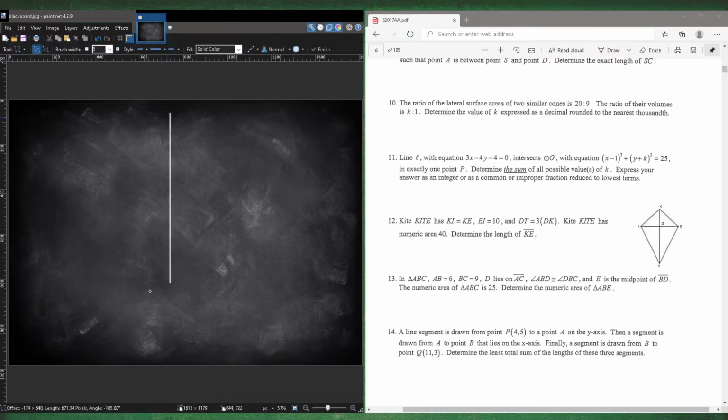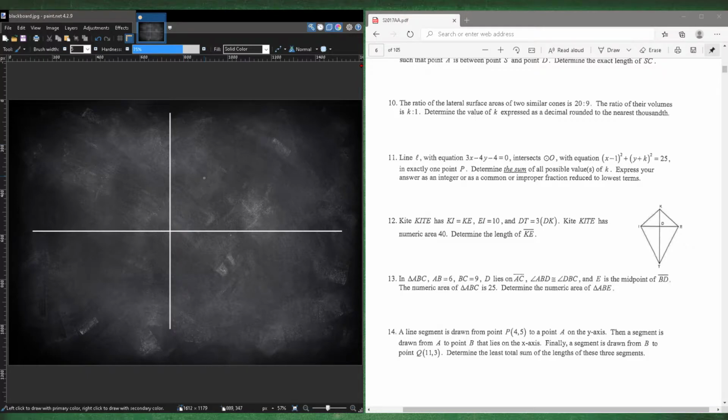So there's actually a really good trick to solve this question, and we're going to use the idea of reflection. Let's graph our original point, which is (4, 5), and then our other point, which is (11, 3). What I'm going to do instead is flip (4, 5) across the y-axis to get (-4, 5), and flip (11, 3) across the x-axis to get (11, -3). So now I'm going to make a line that connects those two points.